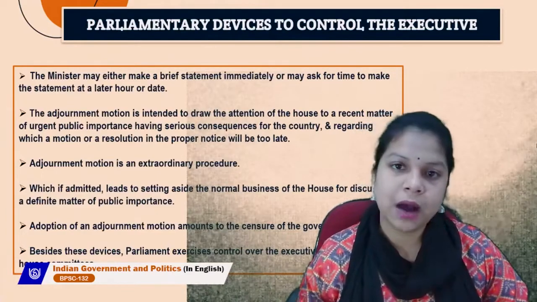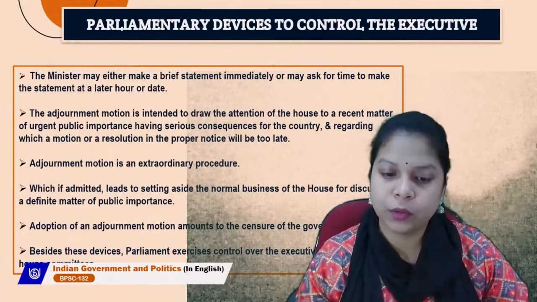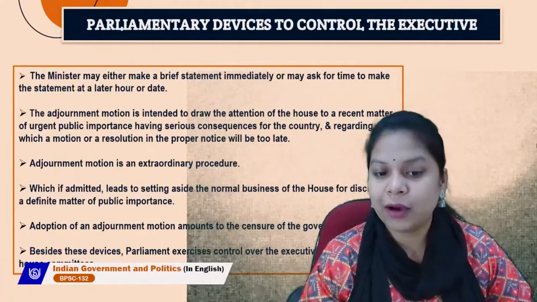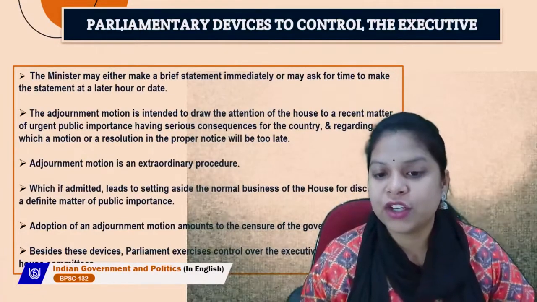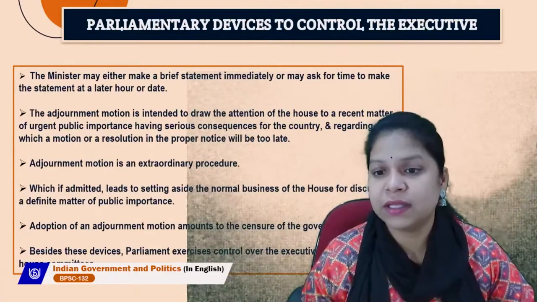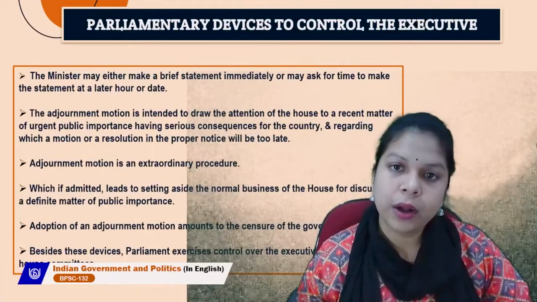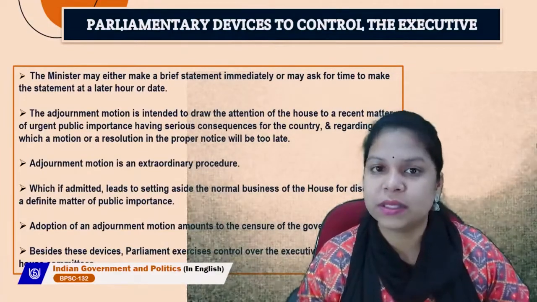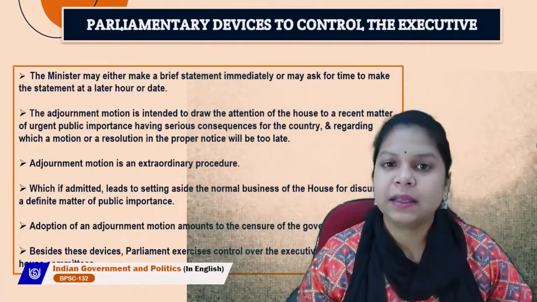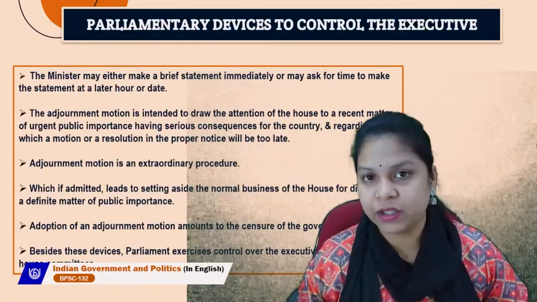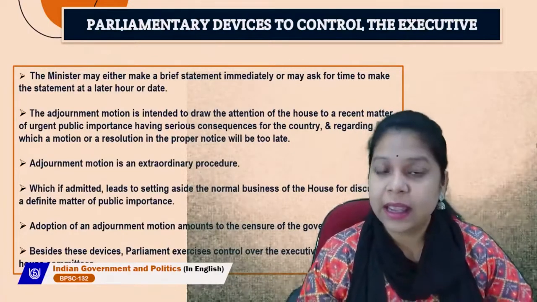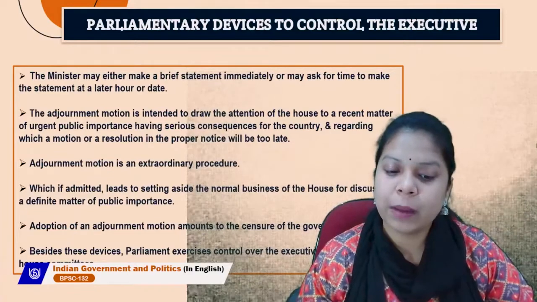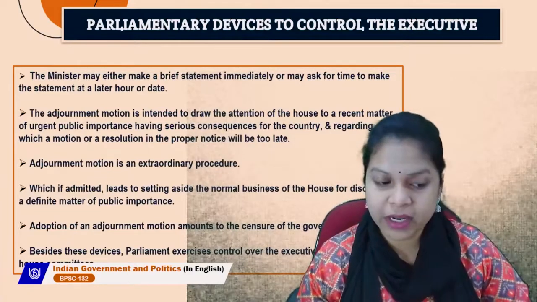While the House is discussing normal routine things, an adjournment motion allows it to draw the attention of the members of the House towards a recent matter of public importance, or news, or happenings in our society. So it is an extraordinary procedure. The adoption of an adjournment motion amounts to the censure of the government.